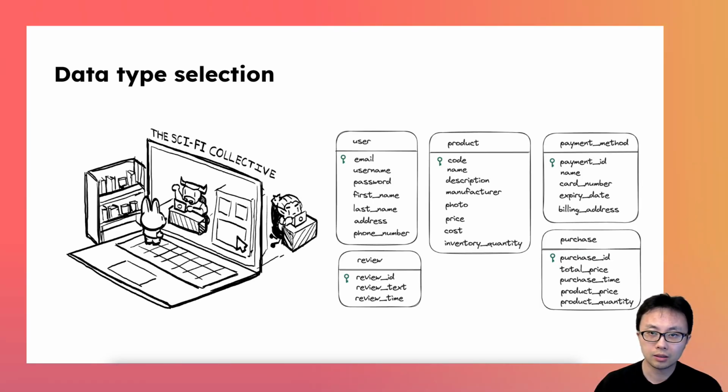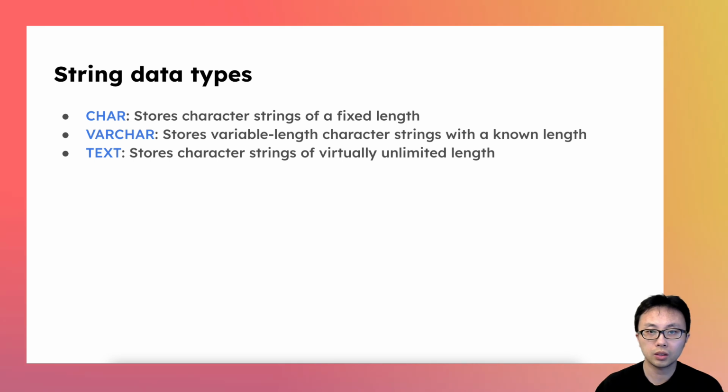So, data type selection. Data type selection is a task that you take on once you have identified all the entities, attributes, and the primary keys for each entity. Imagine that you're working towards designing a database for an online store named the Sci-Fi Collective, and you have identified all the entities, attributes, and the primary keys. Your next step will be to select the right data type for each column. To do this task right, you need to pick up some knowledge about data types first. And you will start with string data types.